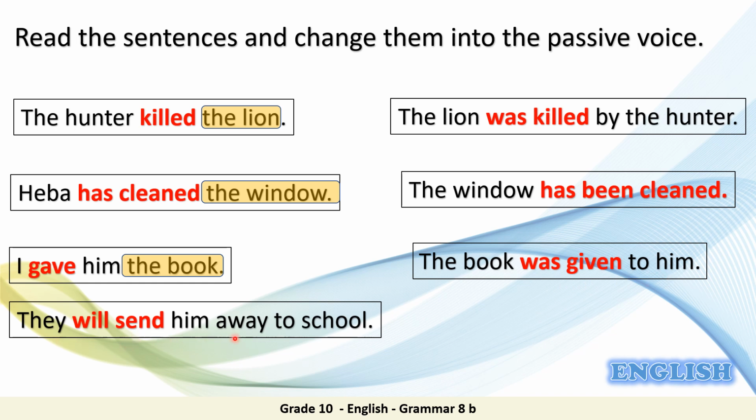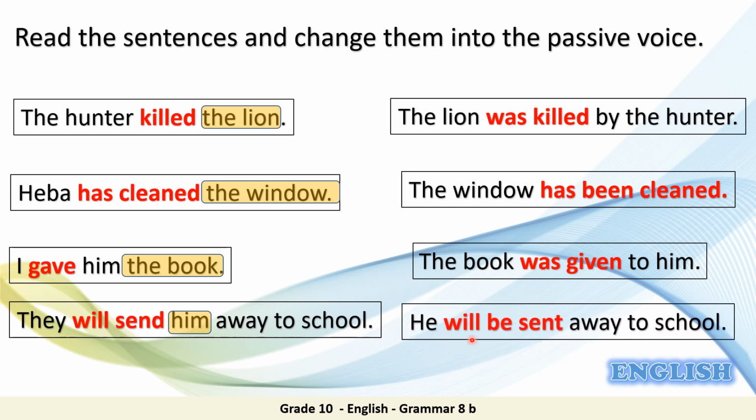They will send him away to school. So, where is the object here? That's right. It's him. And what tense is that? Will send. This is the future tense. Do you remember the form of the future tense in the passive voice? That's right. So the correct answer is he will be sent away to school.